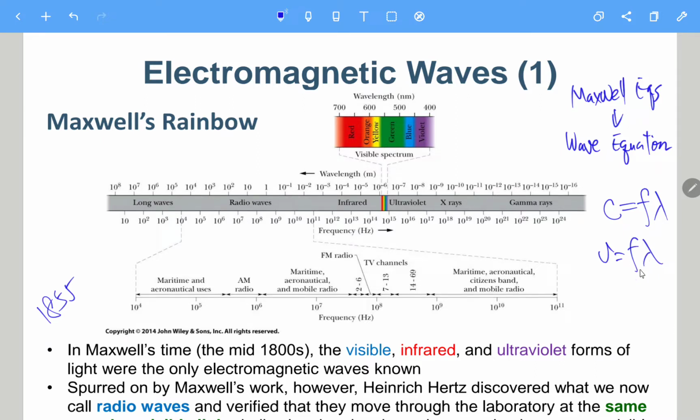Which means that if we have a high frequency, then you have a shorter wavelength. And if you have a low frequency, you have a longer wavelength. So in this figure, the left side is the longest wavelength and low frequency, and this side is a short wavelength and a high frequency. So on the right side, we have ultraviolet, and also we have X-ray and gamma ray.